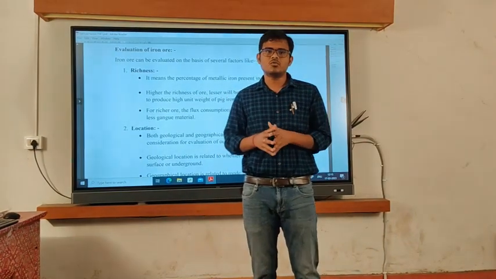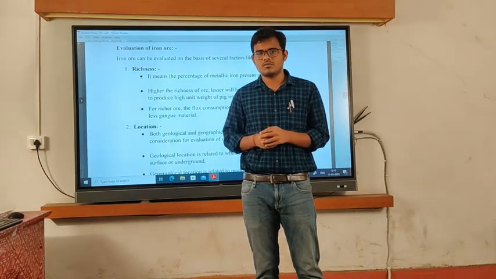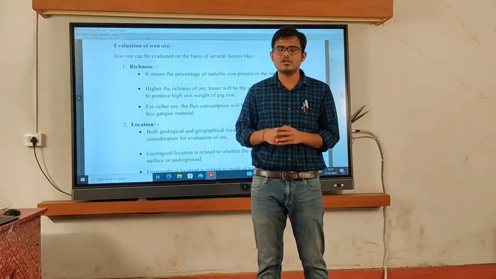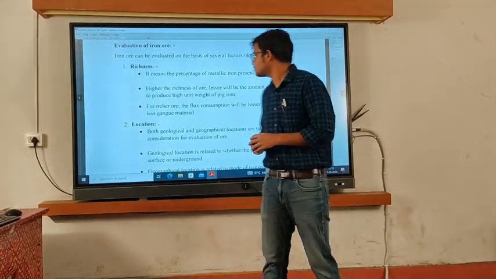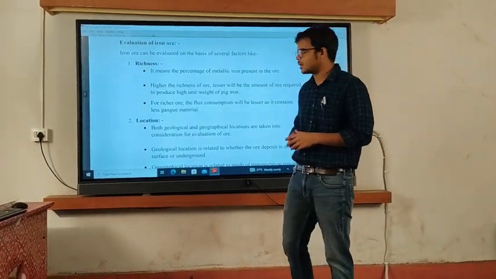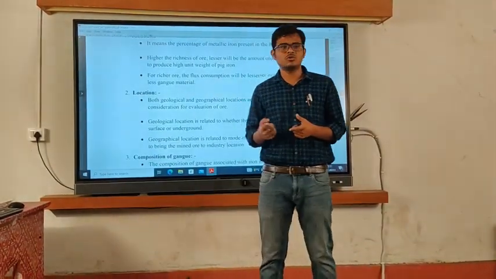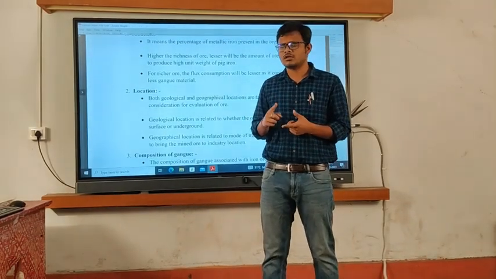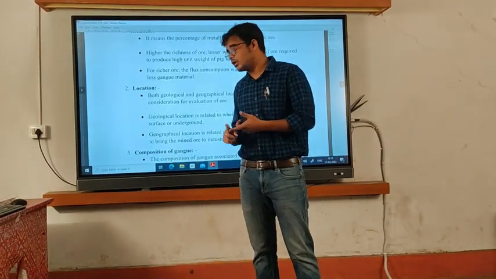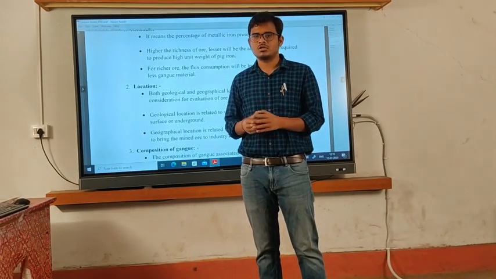If that ore contains more iron, we require less ore to produce or extract 1 ton of iron. So the higher the richness of the ore, the lesser the ore requirement. Also, for a richer ore, we require less flux, as it contains less gangue material. And as the gangue material is less, we also require less coke. The coke rate will be lower.